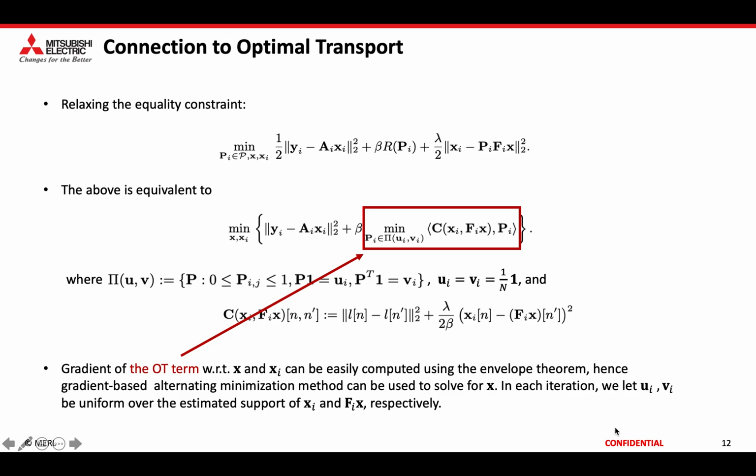We further notice that the gradient of the OT term with respect to x and xi can be computed conveniently using the envelope theorem. So we use alternating minimization to alternate between the estimation of x and xi, where each subproblem is solved by gradient descent. In each iteration, we let ui and vi be uniform over the support of xi and Fi x, and the zero of the support.